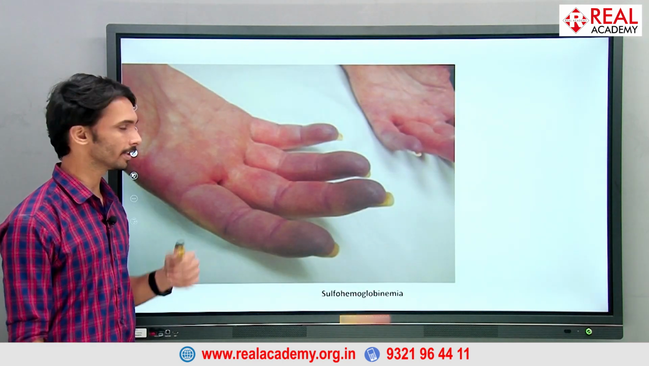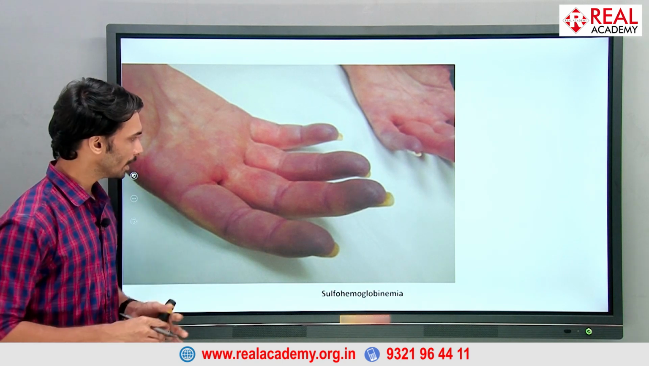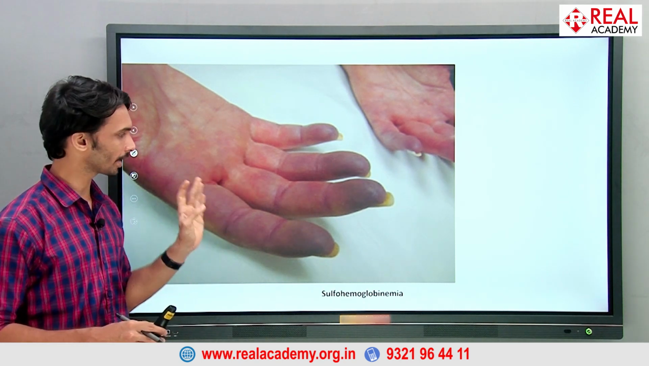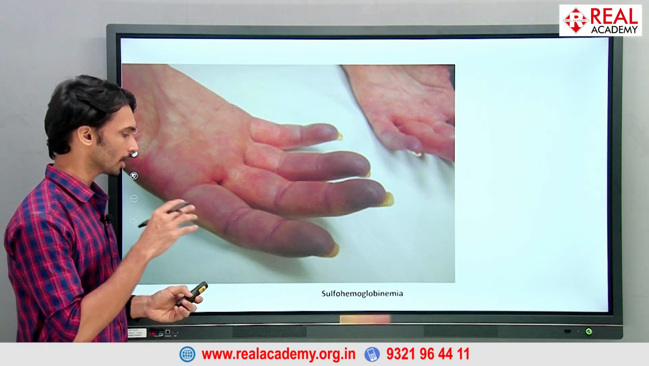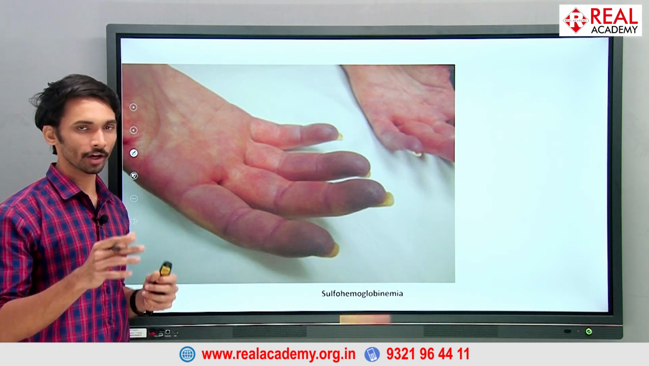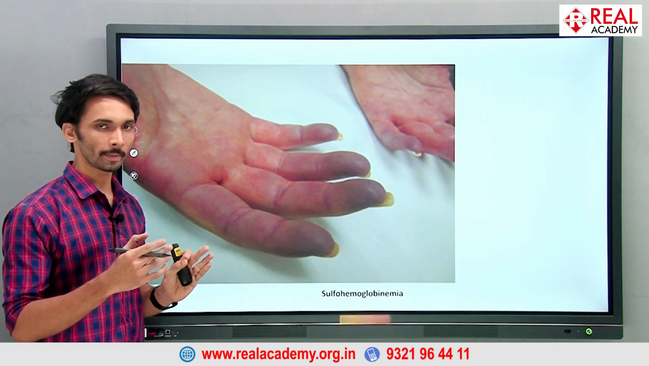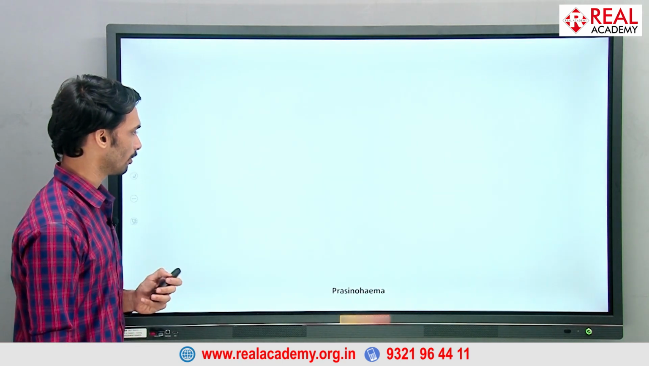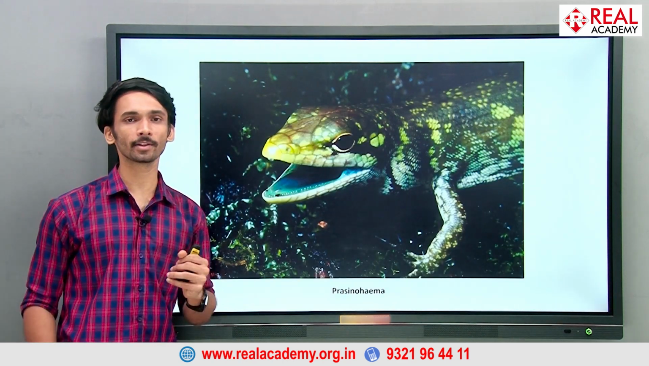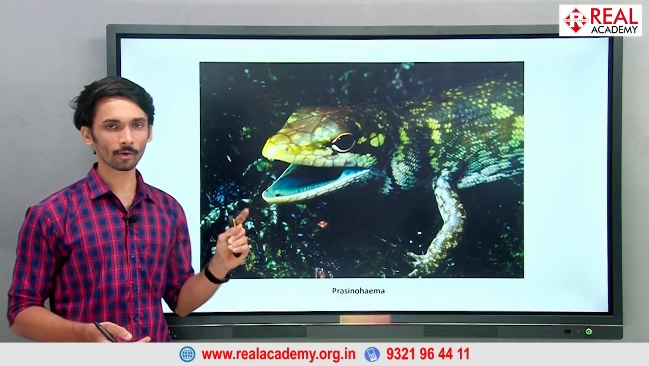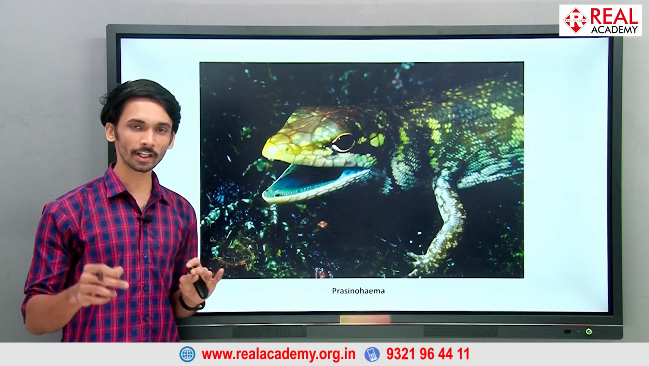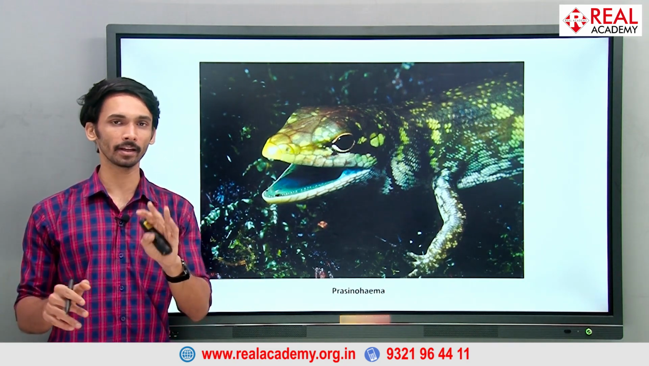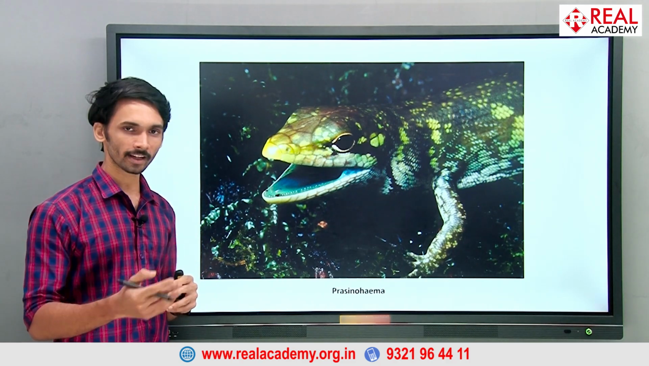Next one, as we can see, green colored blood. We may not see it clearly because our hand has a color and therefore the green color may not be seen easily, but you do get green colored blood. Let us talk about it, but firstly we'll be talking about another organism which has green colored blood. You can see that organism here called Prasinohema. It's a lizard found in New Zealand which has green colored blood. Is there something in our body which is green in color? Let me know about that in the comment section.